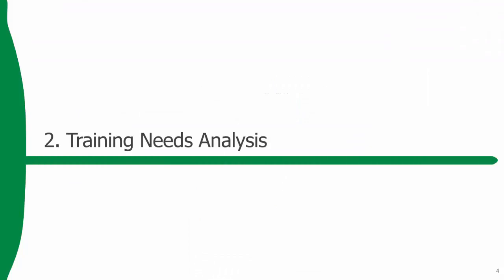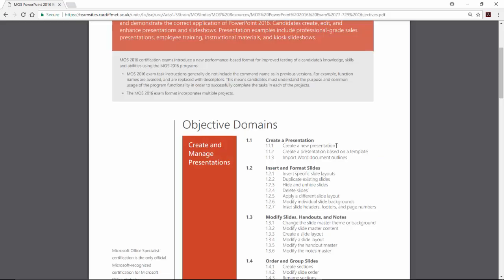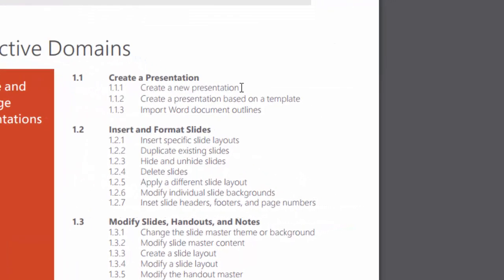The next step is to determine what you already know and what you need to learn. There are a few ways to do this, but one approach is to look through the exam objectives and self-evaluate your current knowledge of that skill. You could use a 3-point scale: good, fair, or none.